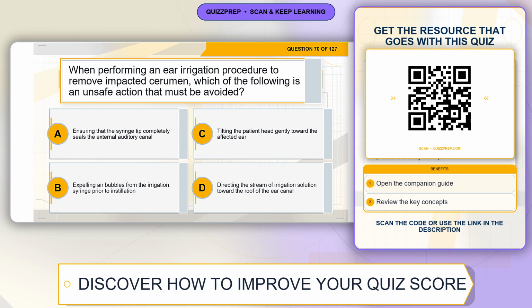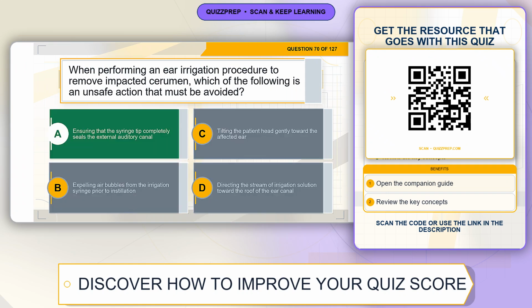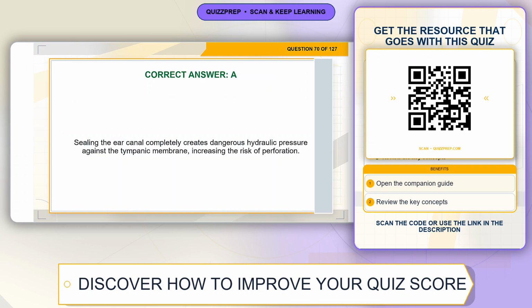Question 70. When performing an ear irrigation procedure to remove impacted cerumen, which of the following is an unsafe action that must be avoided? Option A, ensuring that the syringe tip completely seals the external auditory canal. Option B, expelling air bubbles from the irrigation syringe prior to instillation. Option C, tilting the patient head gently toward the affected ear. Option D, directing the stream of irrigation solution toward the roof of the ear canal. The correct answer is option A. Explanation. Sealing the ear canal completely creates dangerous hydraulic pressure against the tympanic membrane, increasing the risk of perforation.